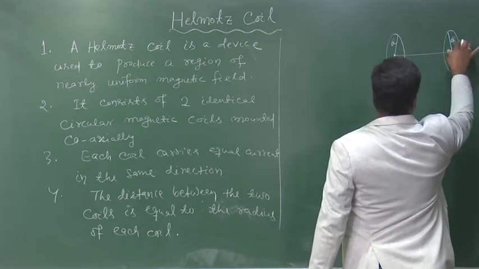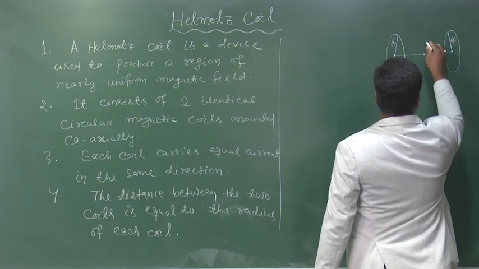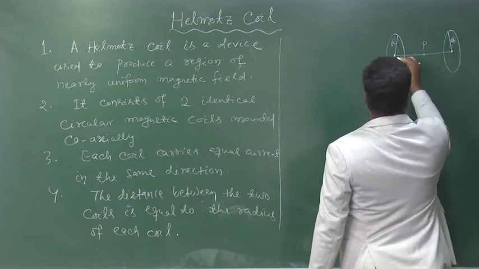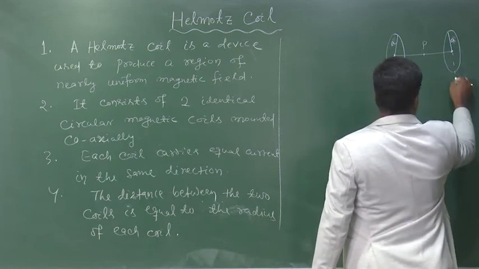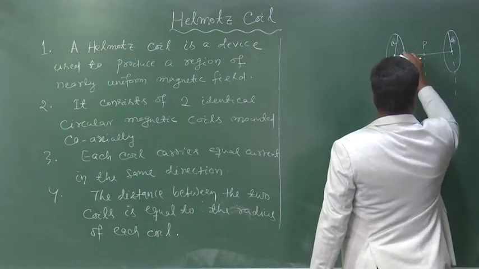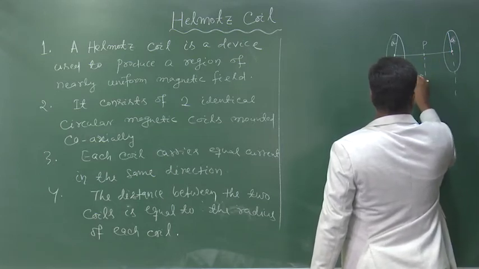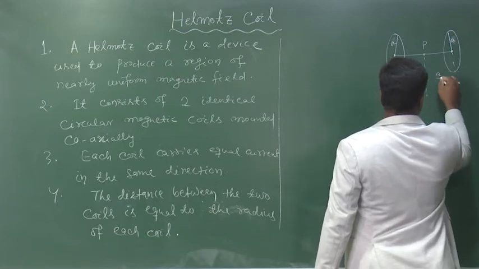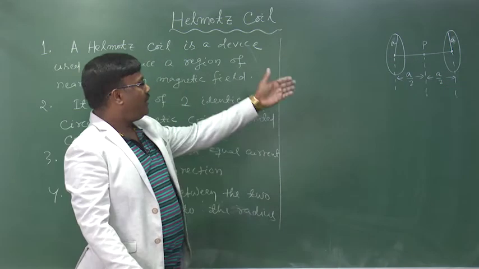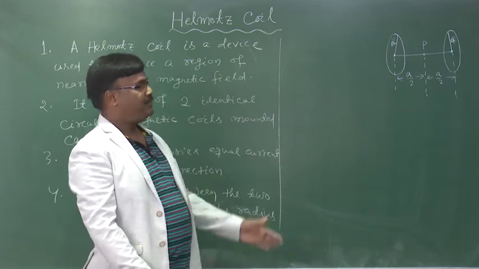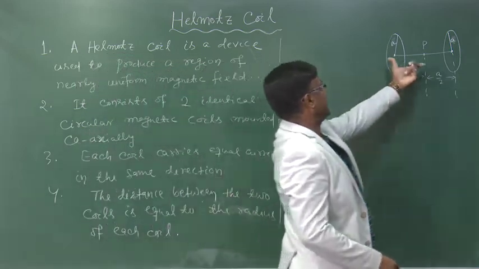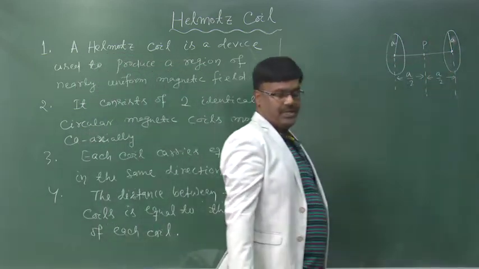And this distance is equal to the radius of each coil. If we consider a point P at the midpoint of the line joining them, then the distance will be A by 2. Though it seems to be more than A, actually this distance is equal to the radius of each circle.